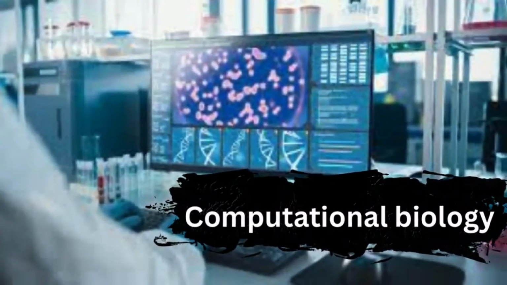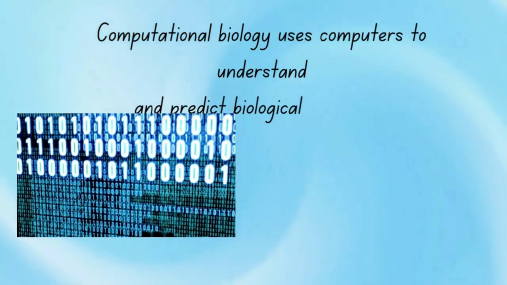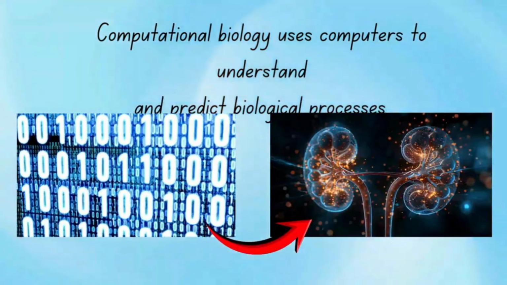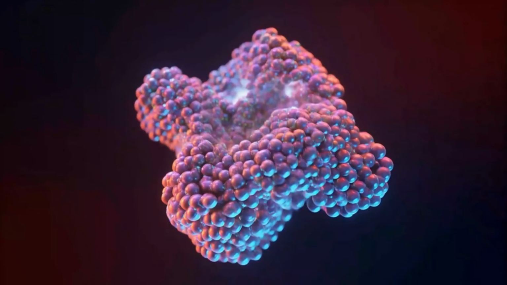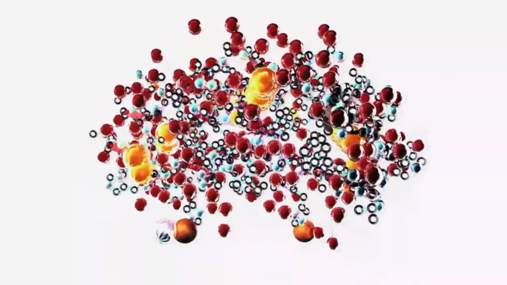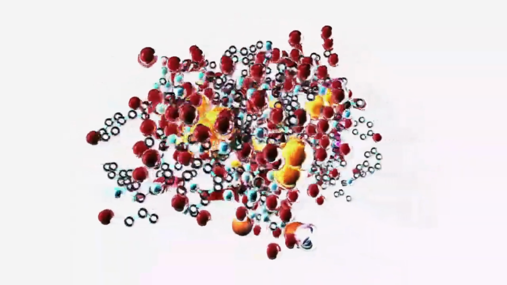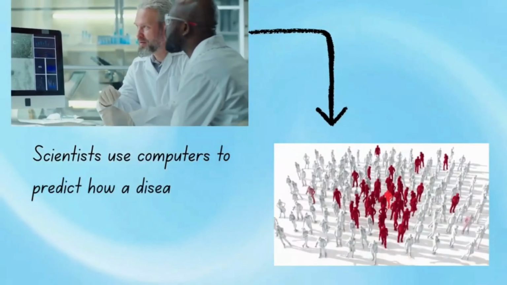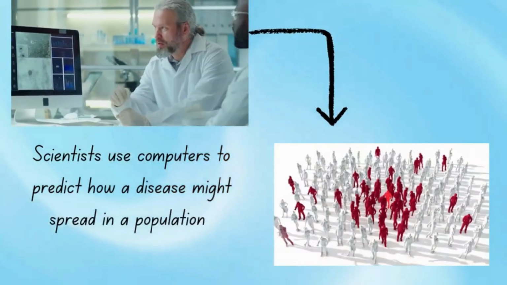Now let's discuss computational biology. Computational biology uses computers to understand and predict biological processes. Sometimes real-life experiments take too much time or are too complex. So scientists use computer models to study life processes. For example, scientists use computers to predict how a disease might spread in a population.